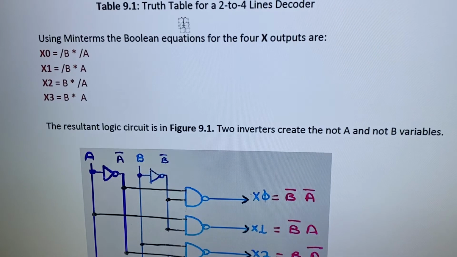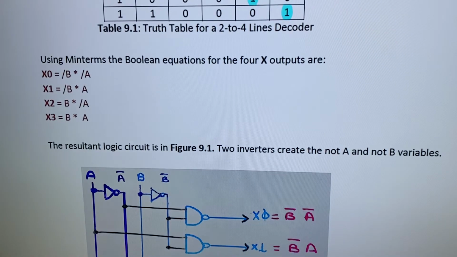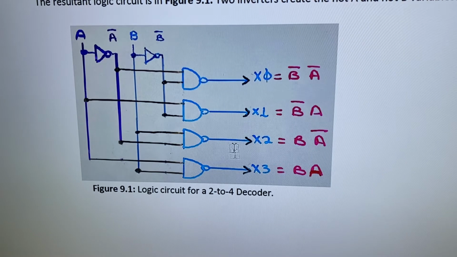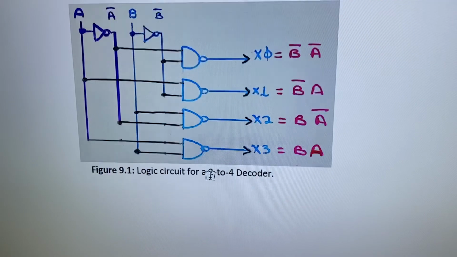But of course, many decoders, instead of ones here, they represent zeros in this line. So by placing another inverter here, you have the true values of x0 through x3. With an AND gate, you will get the not x0, not x1, not x2, not x3. Okay.